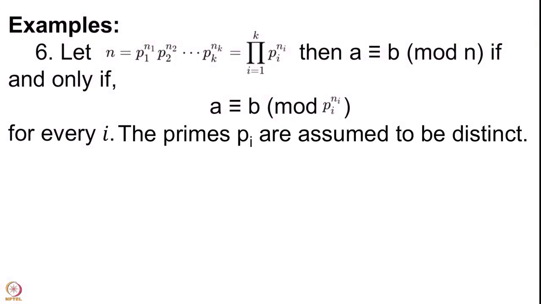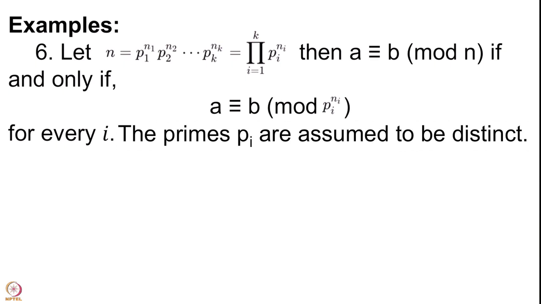Okay. So, this also tells you something which I would like to encode in the next problem. Suppose we have the following prime factorization for n. So, n is p1 power n1 into p2 power n2 dot dot dot pk power nk, which we write as product of pi power ni, where i goes from 1 to k. Then a and b modulo n are equal if and only if a and b are equal modulo pi power ni for every i.